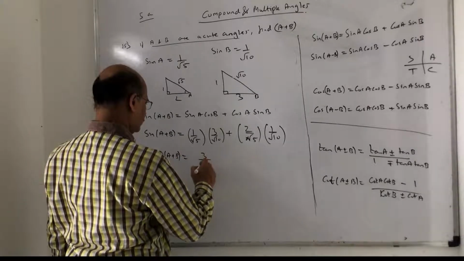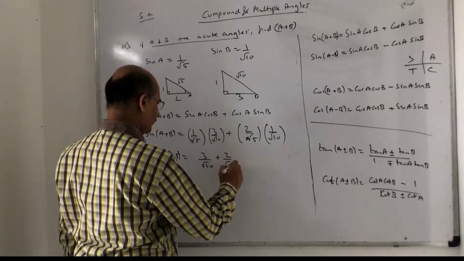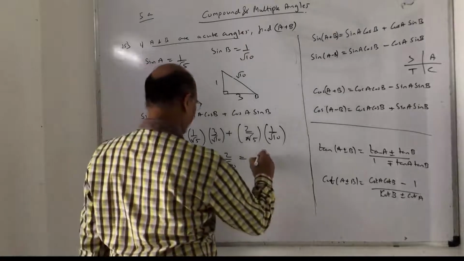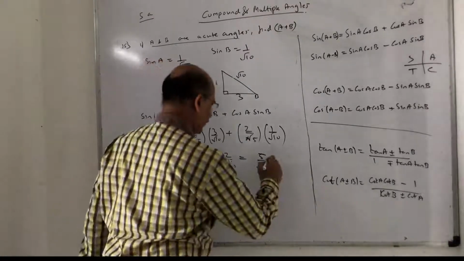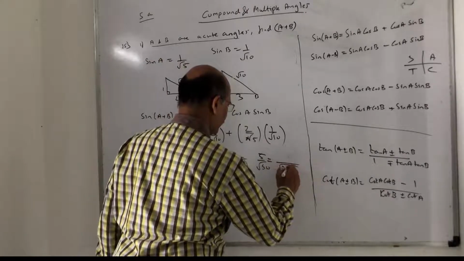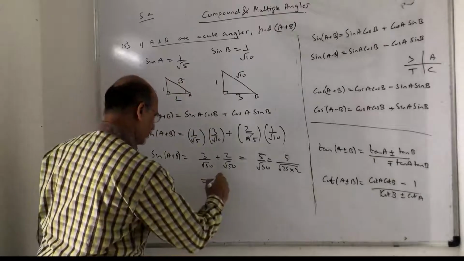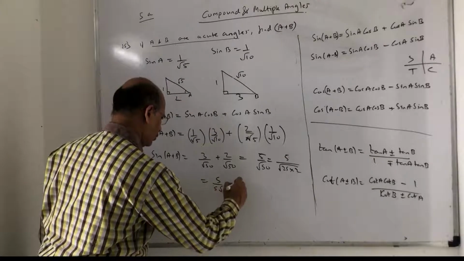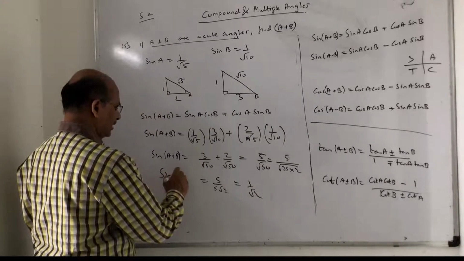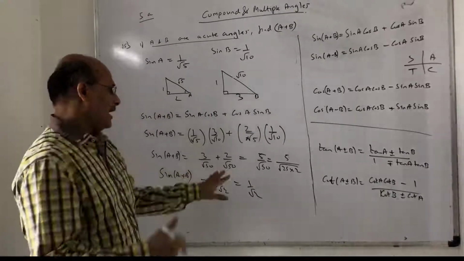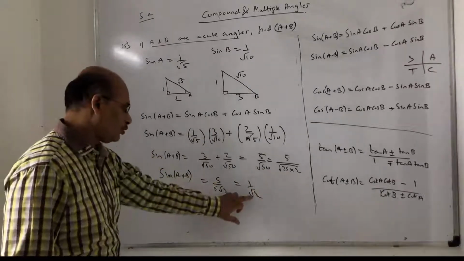3 upon root 50 plus 2 upon root 50. Now this is nothing but 5 upon root 50. Now hold your breath. This 50 I can write as square root of 25 into 2, upon 5. So this will eventually be 5 upon 5 root 2, which is 1 upon root 2. That is nothing but sine of A plus B. Please understand, I am doing basic mathematics and nothing more than that. So sine of A plus B is 1 upon root 2.